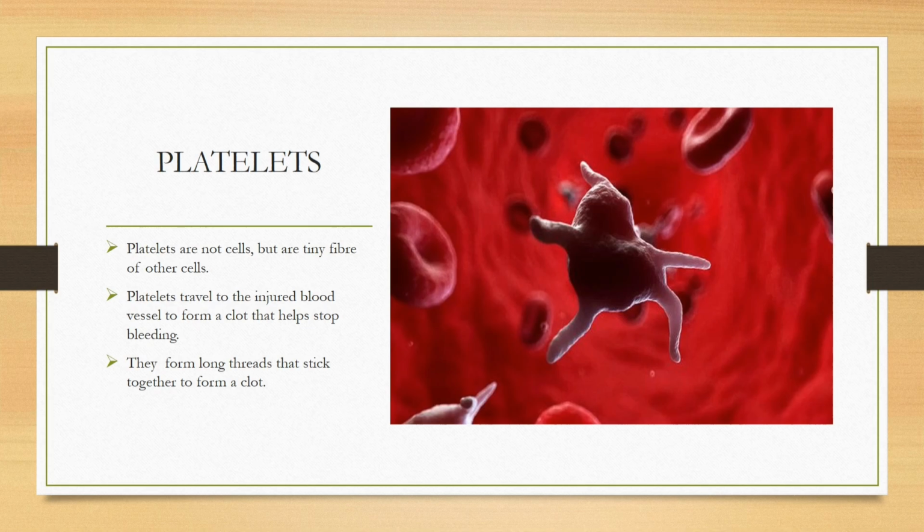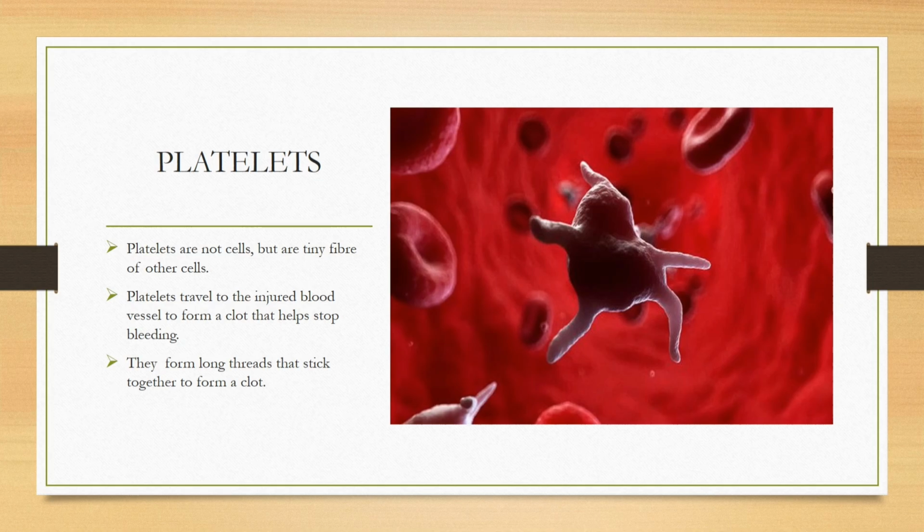These are going to seal that wound and prevent excess loss of blood. Now, how do they do that? There are those arms that the platelets have, as you can see in the picture. Once they come closer to the injured vessel, they attach to each other to form a seal. The same seal is what we call a clot.